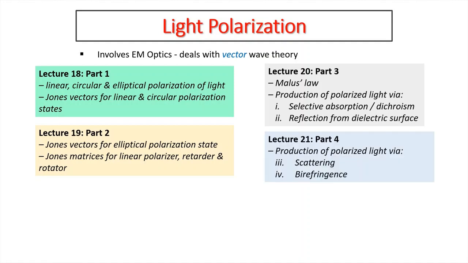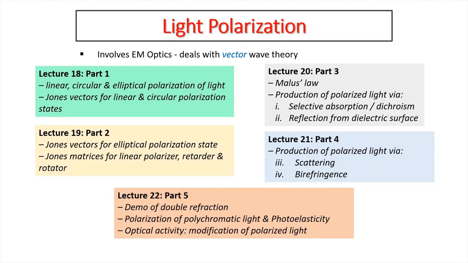Part 4 continues on production of polarized light through scattering and birefringence. The double refraction in the birefringent calcite crystal will be demonstrated in Part 5. Polarization of polychromatic light and photoelasticity, as well as how an optically active medium modifies the polarized light, will also be discussed in Part 5. Now let's start with Part 1.